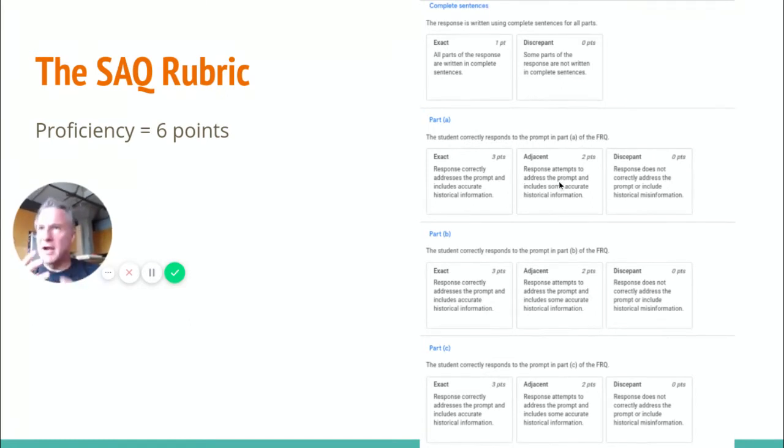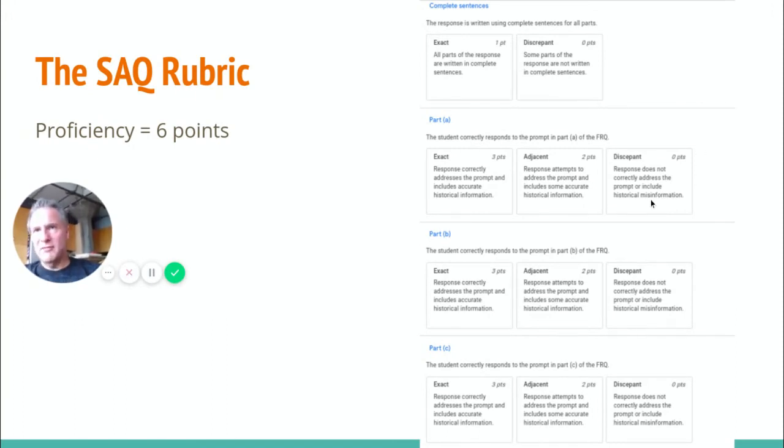If you were in the gray area, that your history might have a couple mistakes in it, or if you tried to explain, but you ventured into describe, but what you said was correct, then you would fall into adjacent. That means you didn't quite nail the prompt exactly as it was asked, or you had some errors in history.